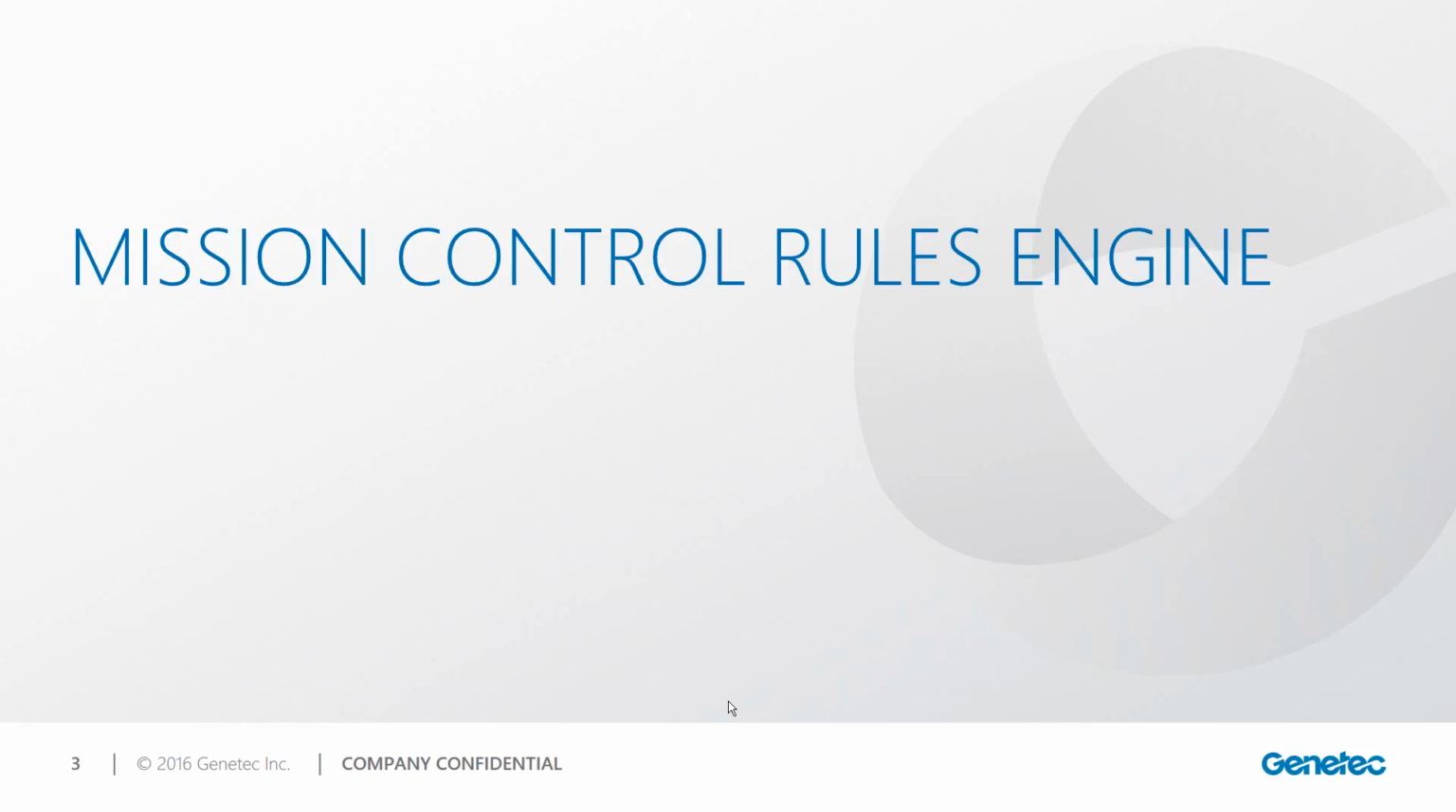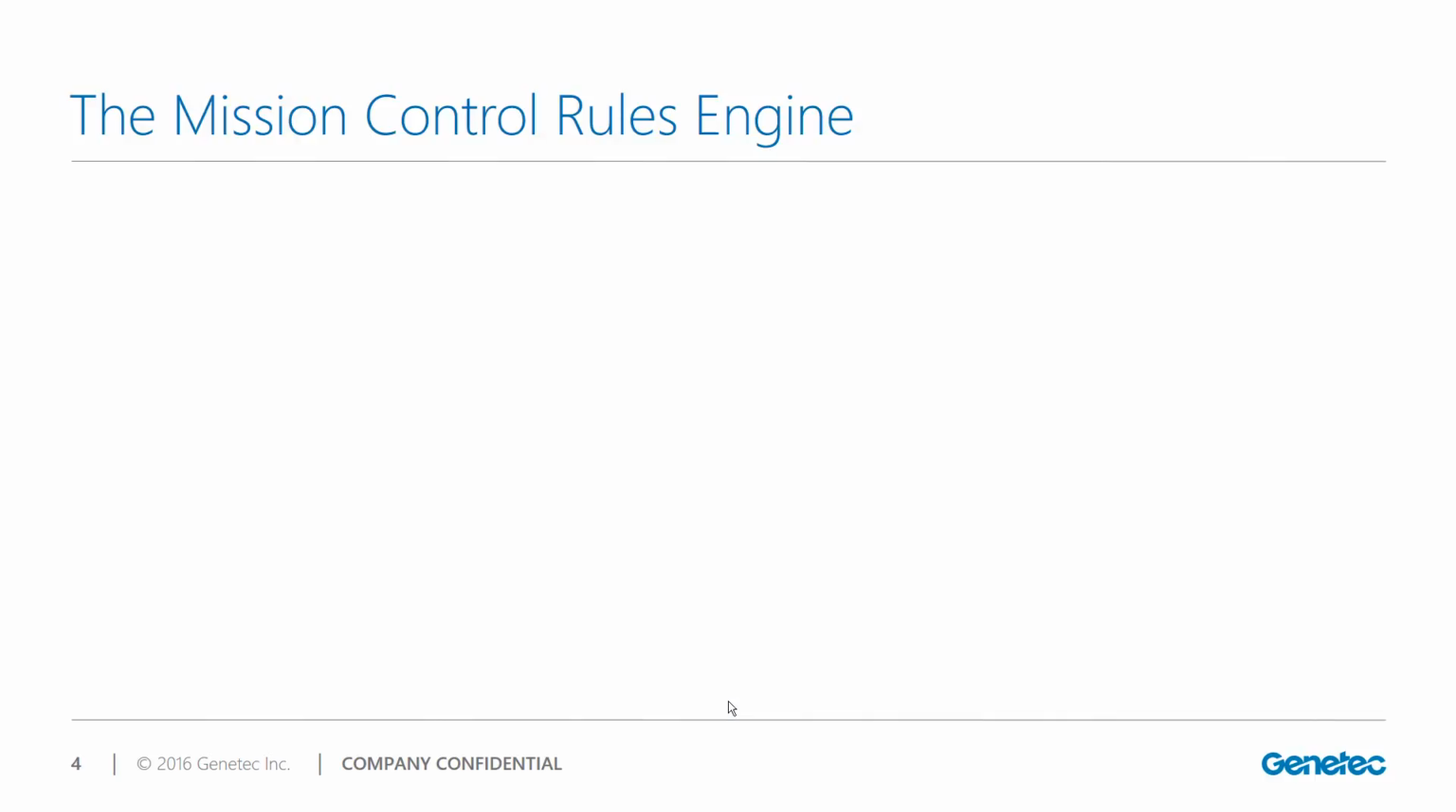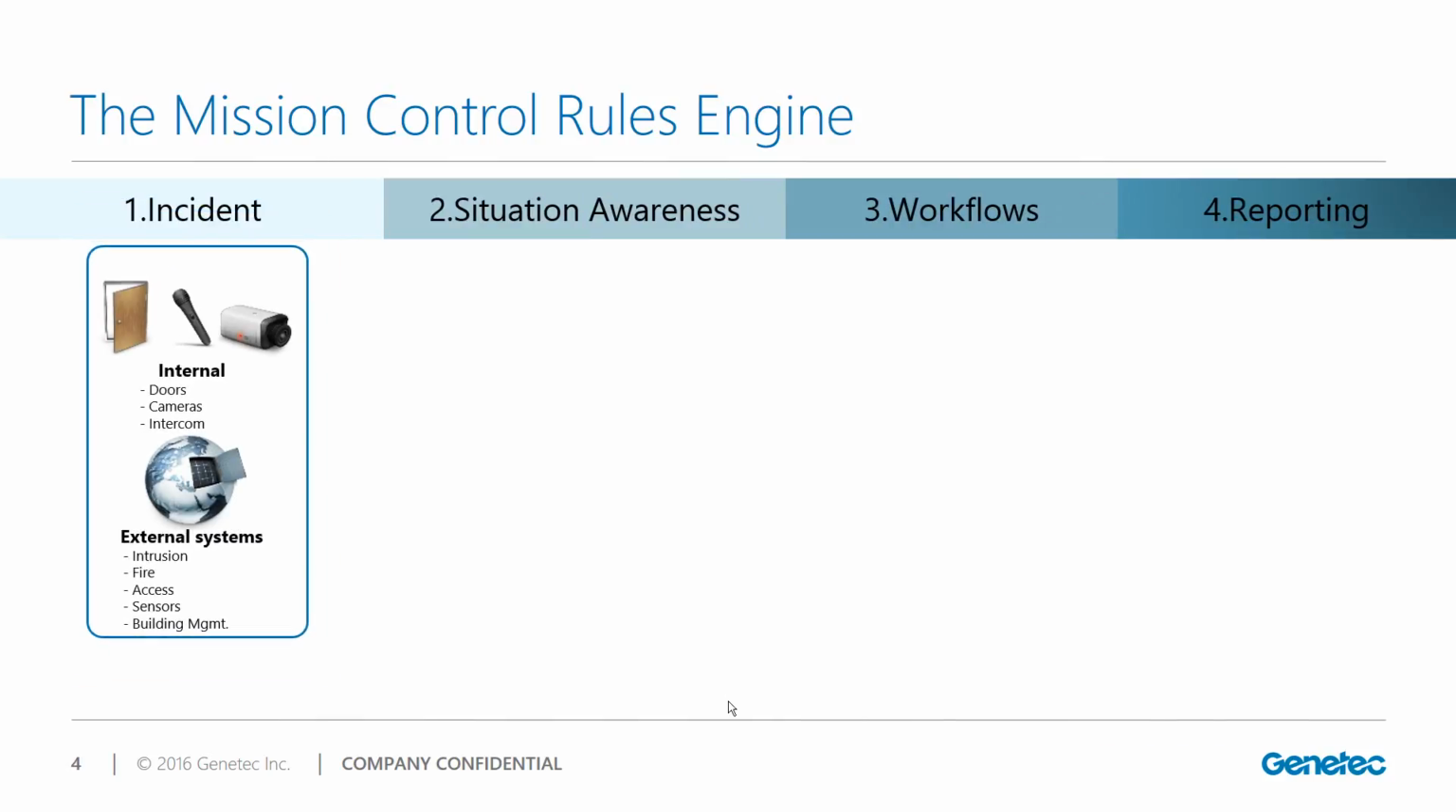The Mission Control Rules Engine. Before we take a look at the rules engine itself, let's take a quick look at a diagram showing the general information flow through Security Center for an incident. The incident starts with some kind of internal or external event, or it can be manually created.